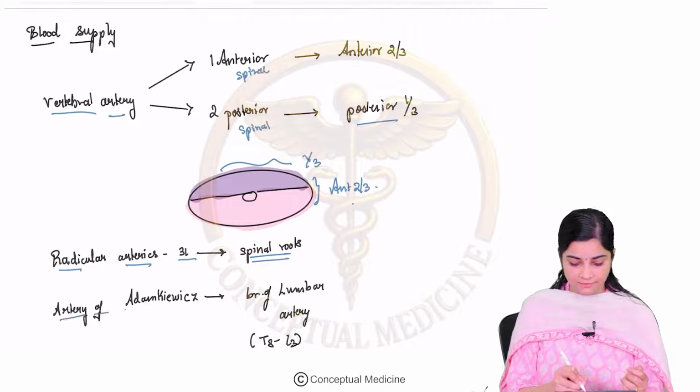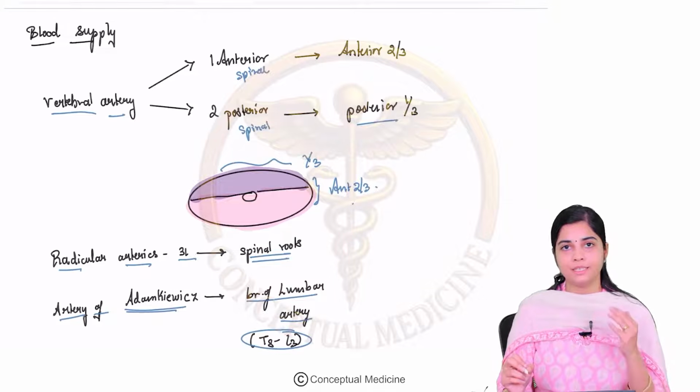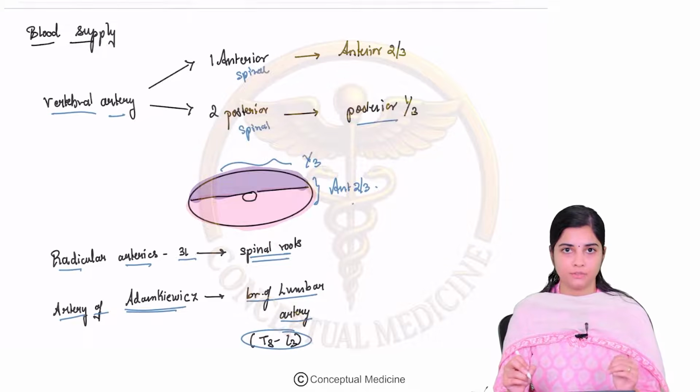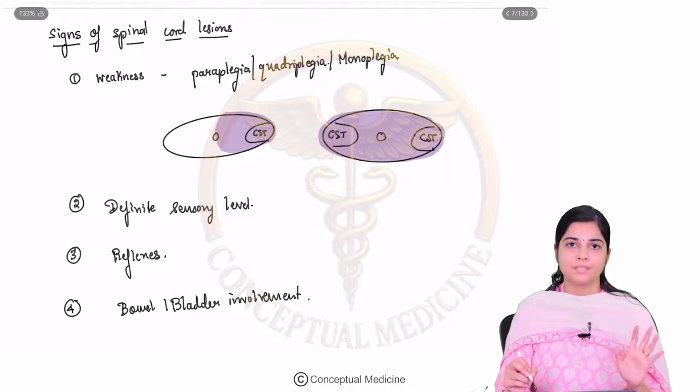Then we have the artery of Adamkiewicz, which is a direct branch of the lumbar artery, and it supplies the T8 to L3 segments of the spinal cord. Okay. Now let us understand what are the signs and symptoms with which a spinal cord lesion presents.